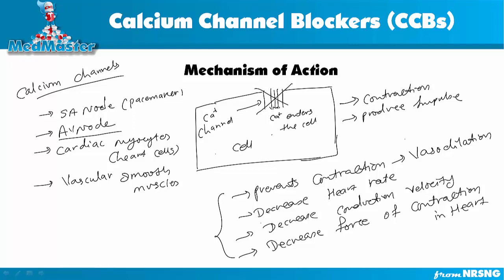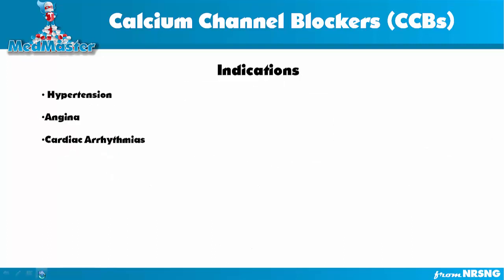Since we understood this mechanism of action, let's see in which disease conditions we can use this medication. Absolutely, for hypertension, we can use this medication because it causes vasodilation in vascular smooth muscles. Now we use this medication for angina.